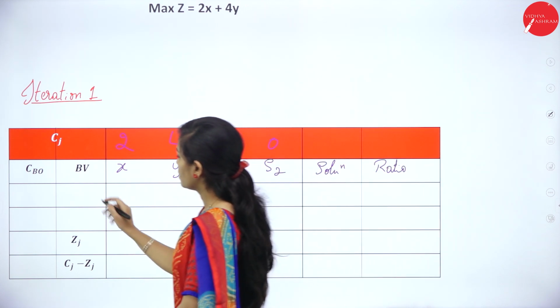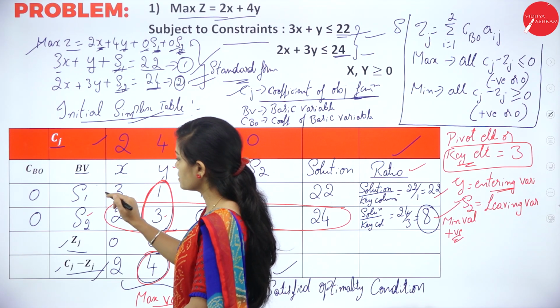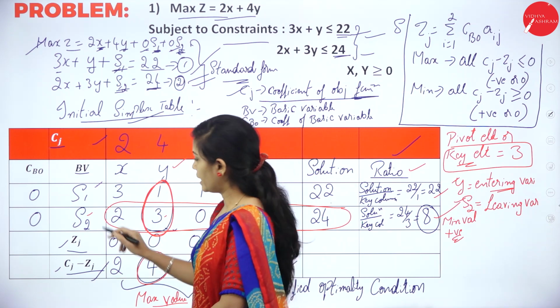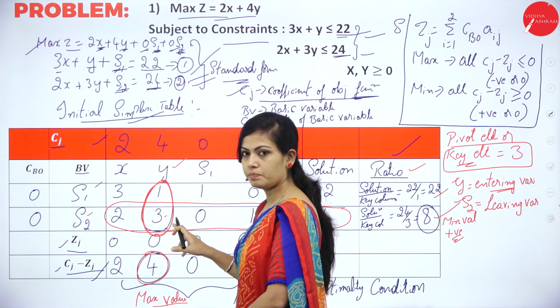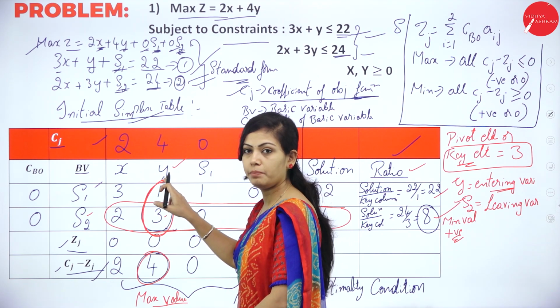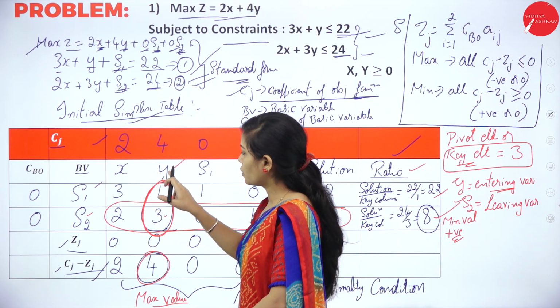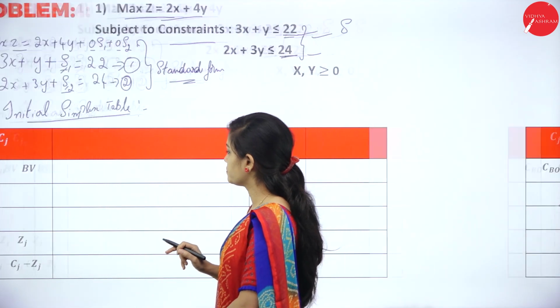So here are the basic variables, you just observe these basic variables. S1 is there and S2 is there. Already I have told you that this is my leaving variable. So leaving variable means S2 is replaced by y because this is the entering variable. So in place of S2, I will write y and 4.